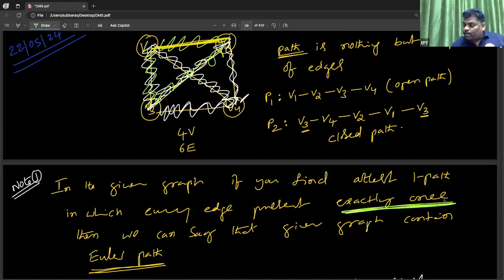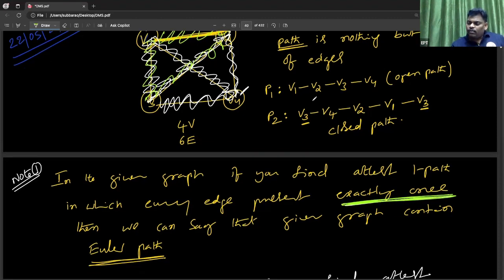You cannot neglect anyone. You cannot take one person repeatedly also. Here repetition is not allowed. In the given graph, if you find at least one path in which every edge is present exactly once, then we can say that the given graph contains an Euler path. So this is only required.